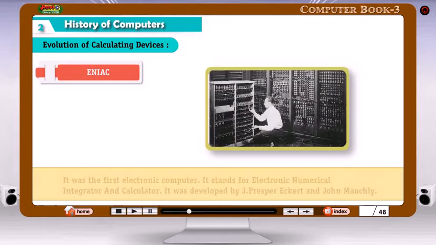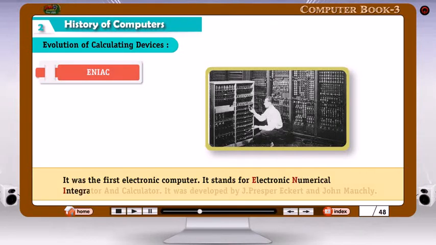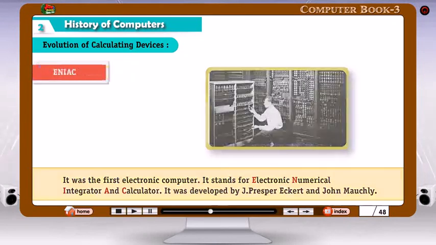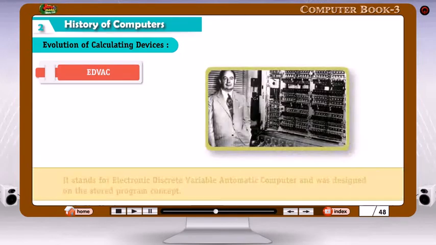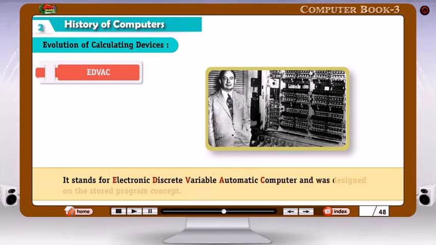ENIAC. It was the first electronic computer. It stands for Electronic, Numerical, Integrator and Calculator. It was developed by J. Presper Eckert and John Mauchly. EDVAC. It stands for Electronic Discrete Variable Automatic Computer and was designed on the stored program concept.